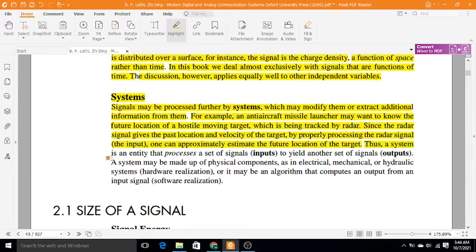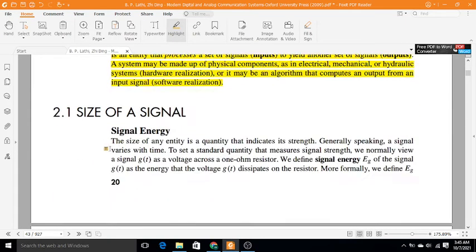Thus, a system is an entity that processes a set of signals, inputs, to yield another set of signals, outputs. A system may be made up of physical components, as in electrical, mechanical, or hydraulic systems, hardware realization, or it may be an algorithm that computes an output from an input signal, software realization.